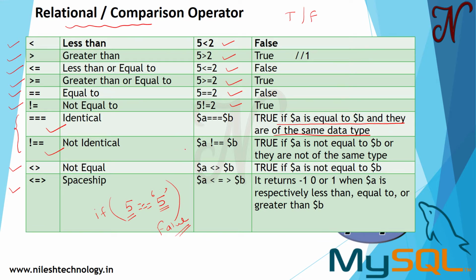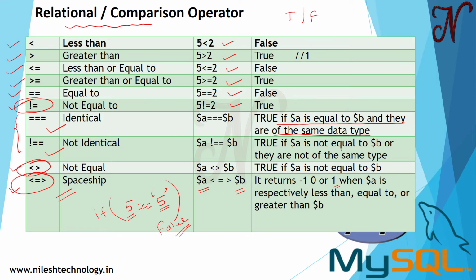Same here, not equal. These two not equal operators both have the same use. PHP just gives two options, use any one. Then spaceship. There are a total of 3 outcomes: less than, equal, or greater than. If the first value is less than the second, it returns -1. If both are the same, it returns 0. If the first value is greater than the second, it returns +1.